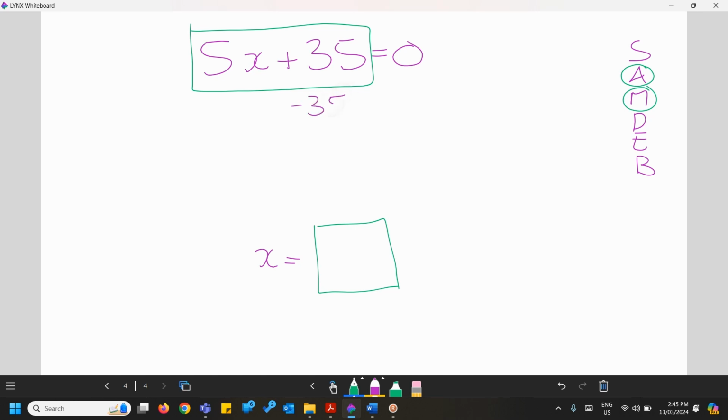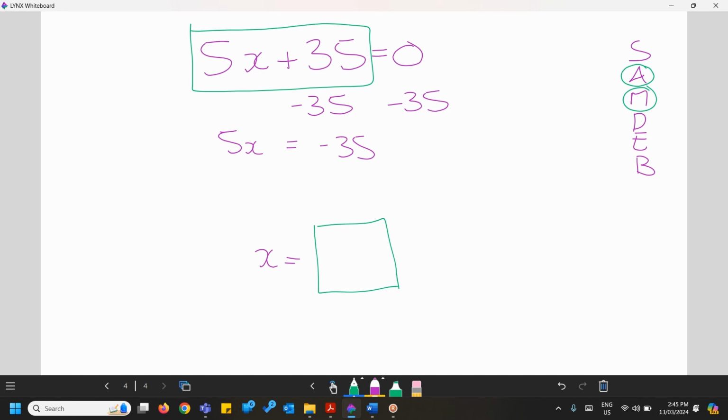So if I take 35 from there, what I do to one side, I do to the other. And then my next step, if I work down this way, I'll have 5x equals minus 35. Okay? So the 35 minus 35 is 0. The 0 minus 35 is minus 35. Okay, I'm getting closer to what I want.